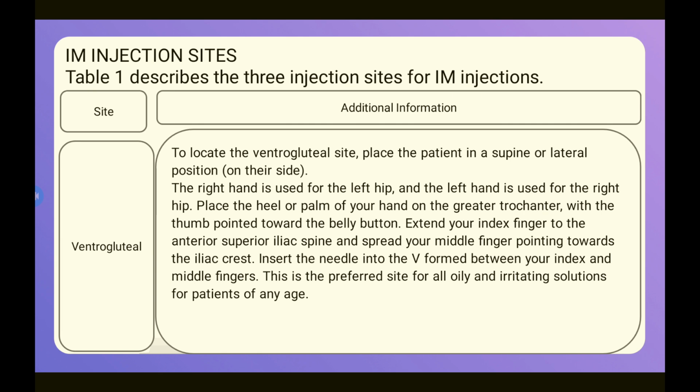button. Extend your index finger to the anterior superior iliac spine and spread your middle finger pointing towards the iliac crest. Insert the needle into the V formed between your index and middle fingers. This is the preferred site for all oily and irritating solutions for patients of any age.